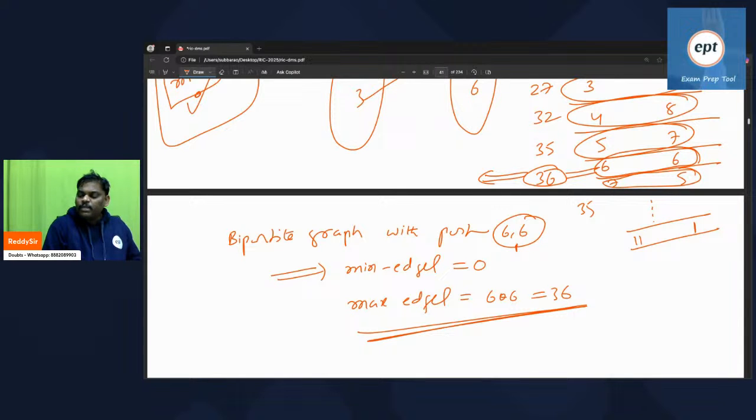See, the maximum number of edges is 36. You will get the maximum benefit with the best partition, the equal partition. So go equally, then you will get the best result. 6 into 6 is 36. Someone is saying 720. What 720, madam? What is 720?